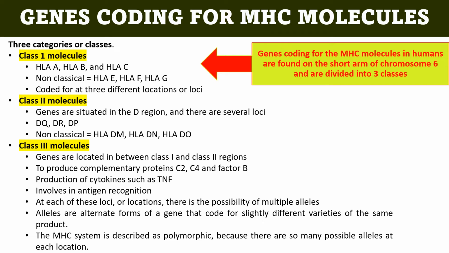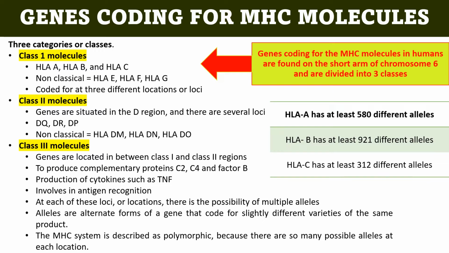At each of these loci, or locations, there is a possibility of multiple alleles. Alleles are alternate forms of a gene that code for slightly different varieties of the same product. The MHC system is described as polymorphic because there are so many possible alleles at each location. So, part of class 1, HLA-A has at least 580 different alleles, B has at least 921 different alleles, and C has at least 312 different alleles.